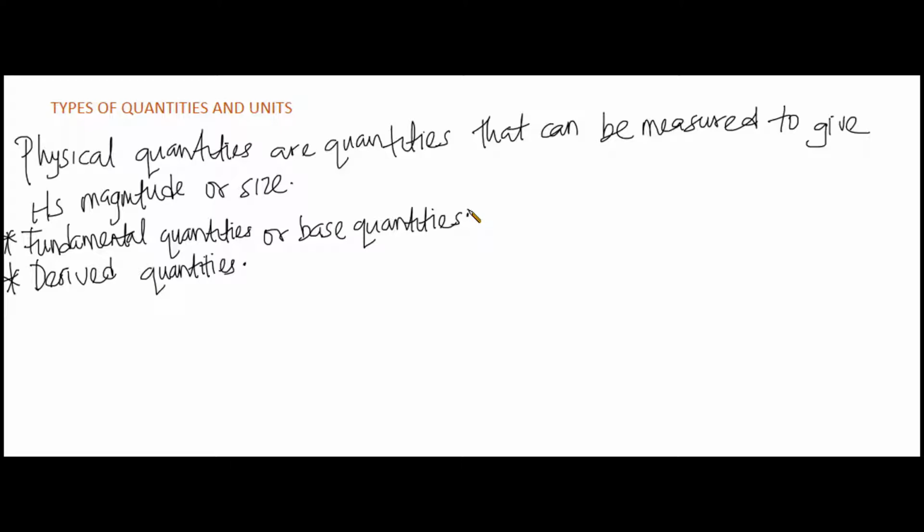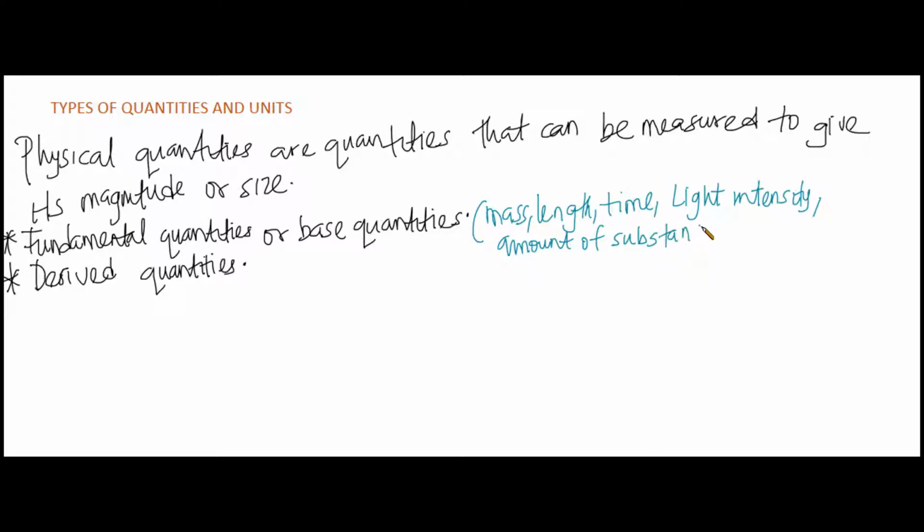So we have six major fundamental quantities, and they are: mass, length, time, light intensity or luminous intensity, we also have the amount of substance, temperature, and also the electric current. So these are the major fundamental quantities.